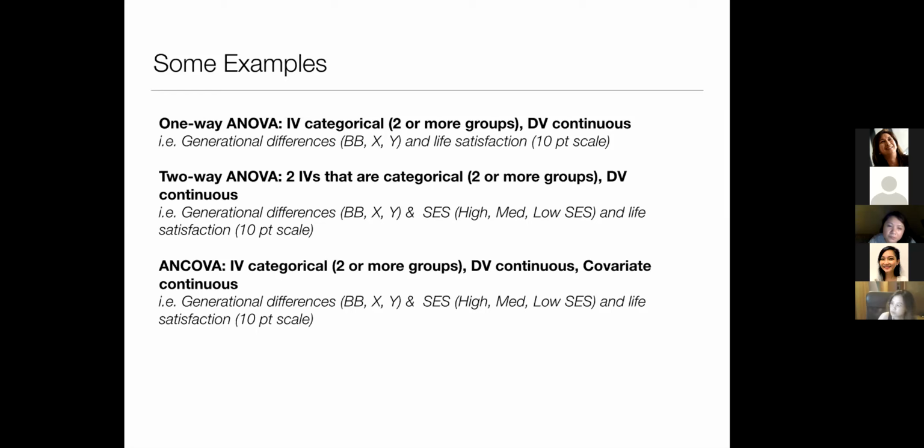Now, one-way, that's one IV. Two-way, two or more IVs, well, actually, two IVs that are categorical. So for example, are there differences in life satisfaction by generation and socioeconomic status? IV1 is generation, you have three groups. IV2 is socioeconomic status, which is also three groups: high, medium, low. Okay?